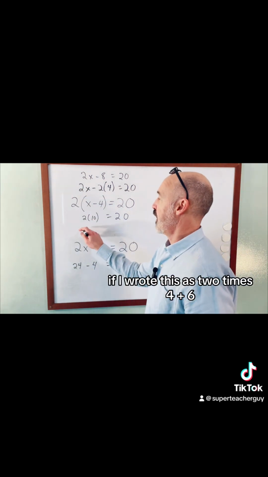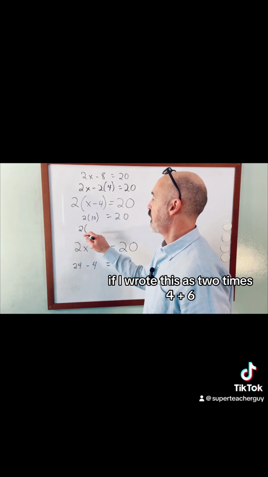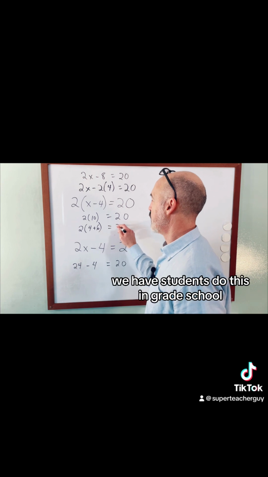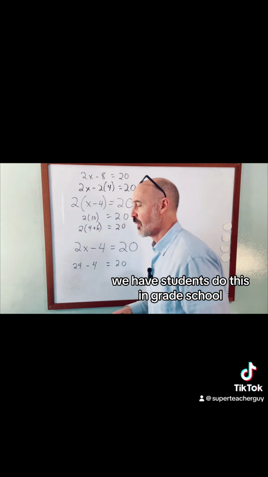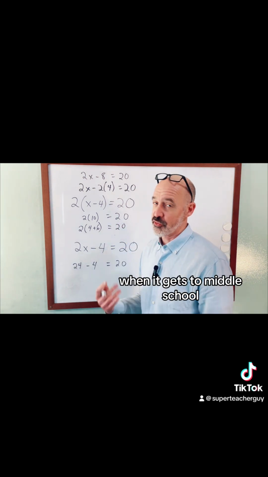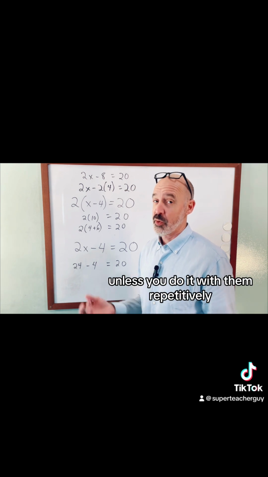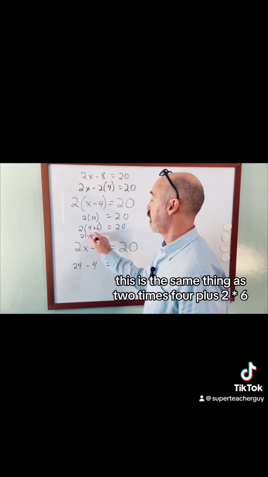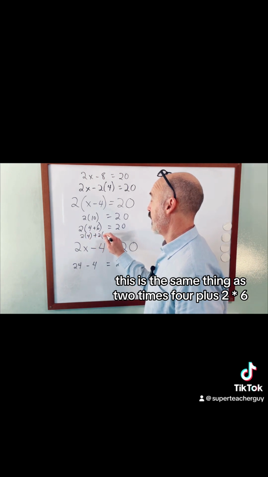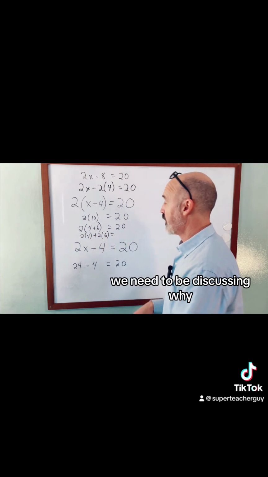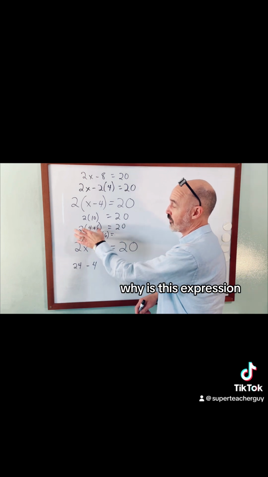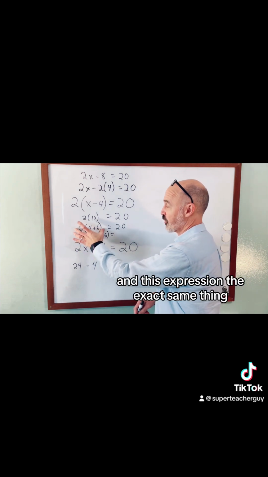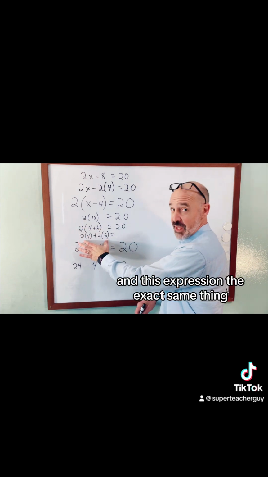If I wrote this as 2 times 4 plus 6, we have students do this in grade school, but they don't connect it when it gets to middle school unless you do it with them repetitively. This is the same thing as 2 times 4 plus 2 times 6. We need to be discussing why. Why is this expression and this expression the exact same thing?